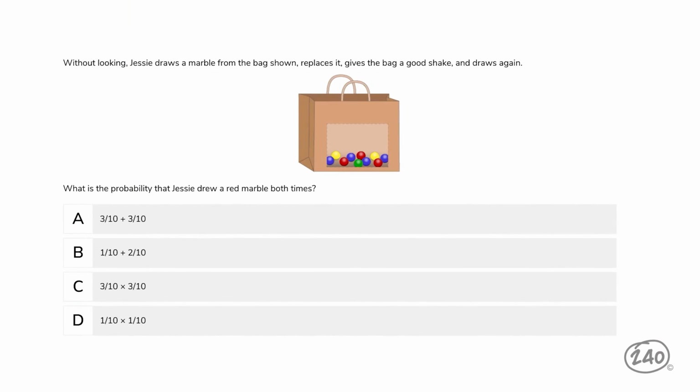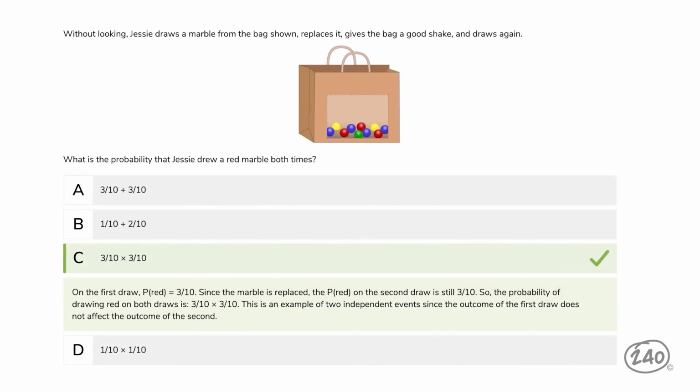Without looking, Jessie draws a marble from the bag shown, replaces it, gives the bag a good shake, and draws again. What is the probability that Jessie drew a red marble both times? On the first draw, the probability of drawing a red marble is 3 out of 10. Since the marble is replaced, the probability of drawing a red marble on the second draw is still 3 out of 10. So the probability of drawing red on both draws is 3/10 times 3/10.